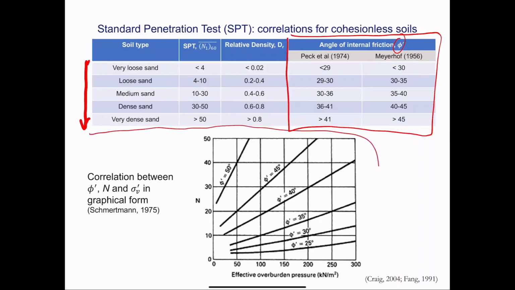And of course, there are also well-established graphical approaches. Schmertmann here in 1975 provides a graph of what appears to be uncorrected blow counts versus the effective overburden. And the effective overburden, because you know what depth you're at, you can approximate the dry unit weight, or the unit weight. It's not too difficult. And you can pull off a friction angle for design here. So that's how we would leverage SPT data.